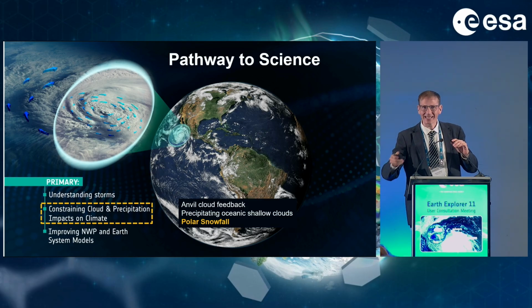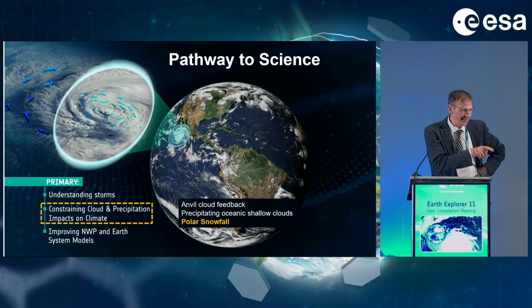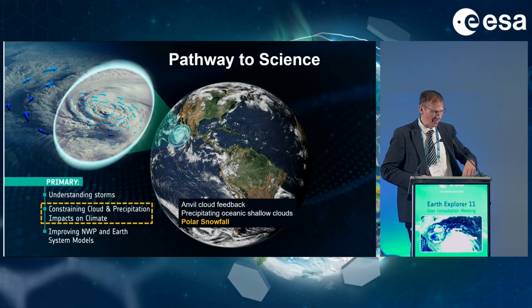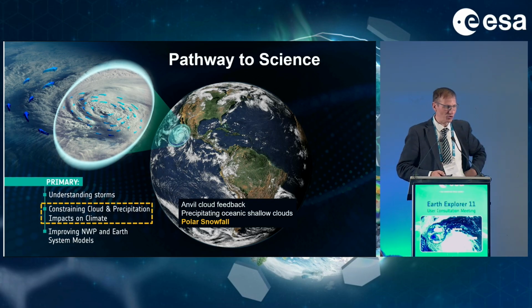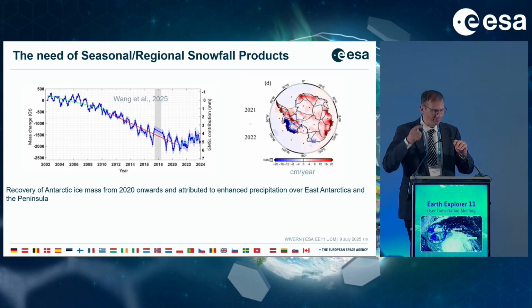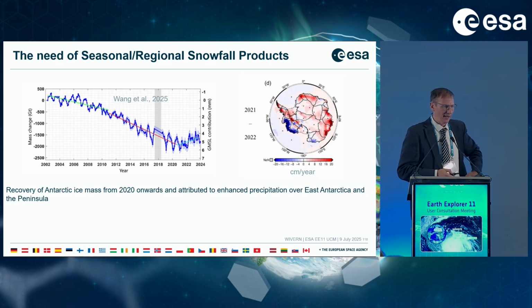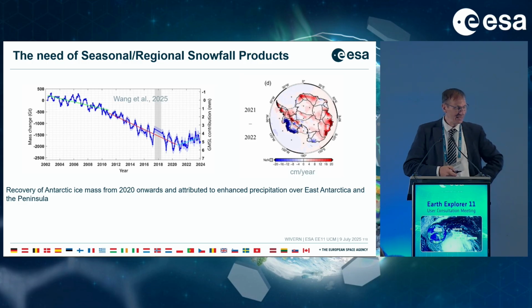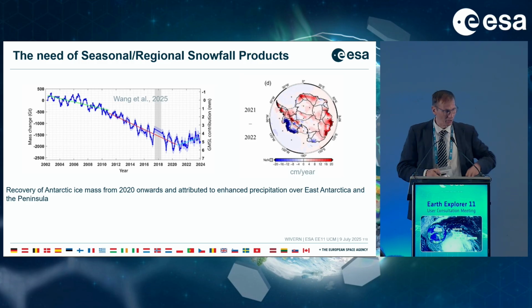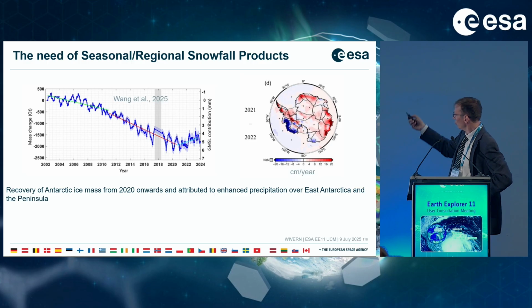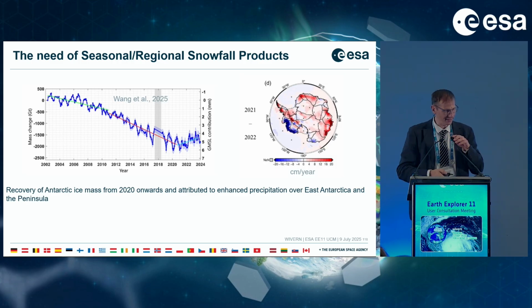Now, passing to another example, a pathway to science. Our theme, constraining cloud and precipitation feedbacks on climate, I do a little bit on polar snowfall. Before, it has been shown by Kati, this plot, actually on the right-hand side, but basically it's part of a very recent paper where you see a recovery. You see after 2021, there is a recovery in the ice over Antarctica. And this is attributed to some increase in precipitation, particularly in East Antarctica and in the Antarctic Peninsula.